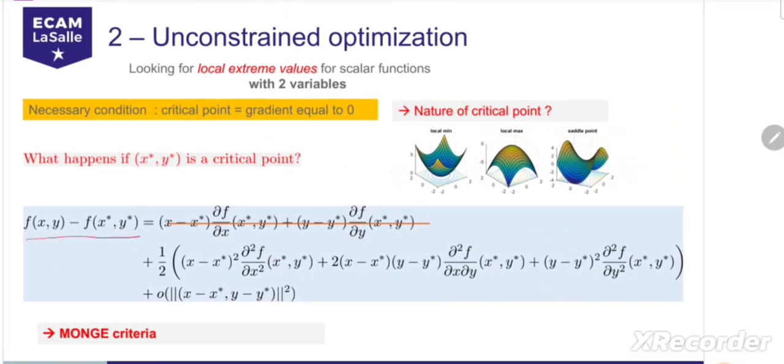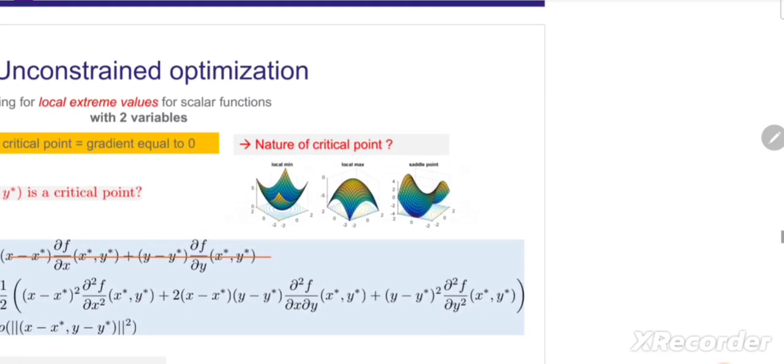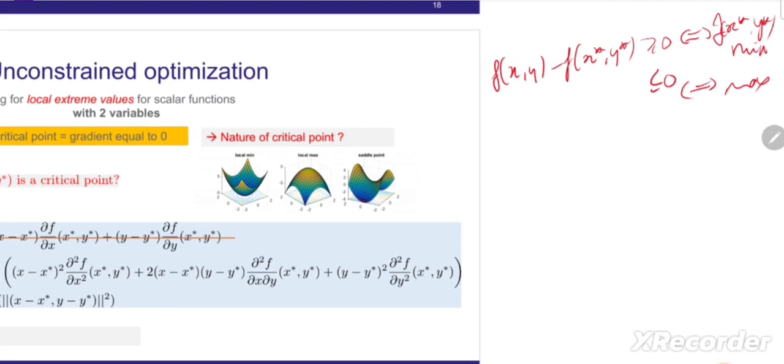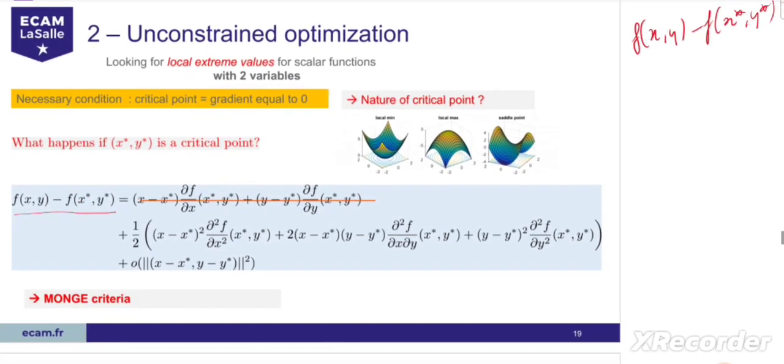If I do the difference f(x,y) minus f(x star, y star), this is cancelling and we only have this. So if I want to know the sign of f(x,y) minus f(x star, y star), do we have that this value is positive, so that this would be a minimum? (x star, y star) corresponds to a minimum. If this is smaller than 0, that would be a maximum. And if it's not always the same sign, well, we would have a saddle point. So I need to determine the sign of this stuff.